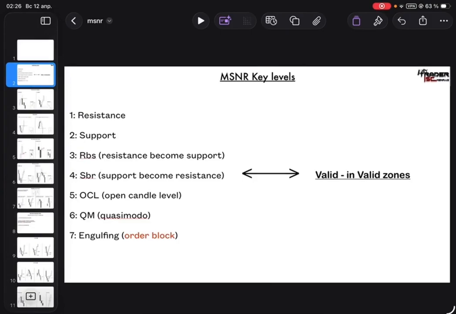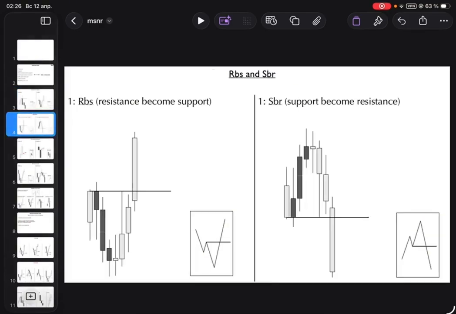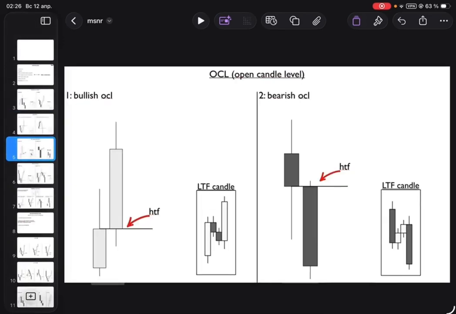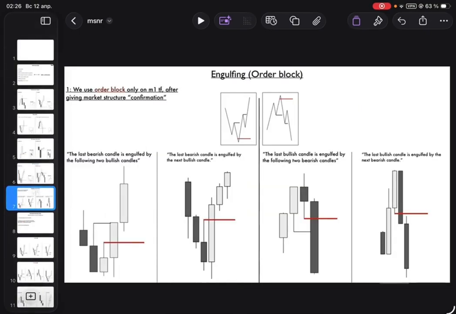We have 7 K levels for SNR. The first one is resistance and support. The second one is RBS and SPR. The third is OCL, that is open candle level. The next one is QM, the QLC model. And the next one, and the most necessary one, is engulfing, that is order block.